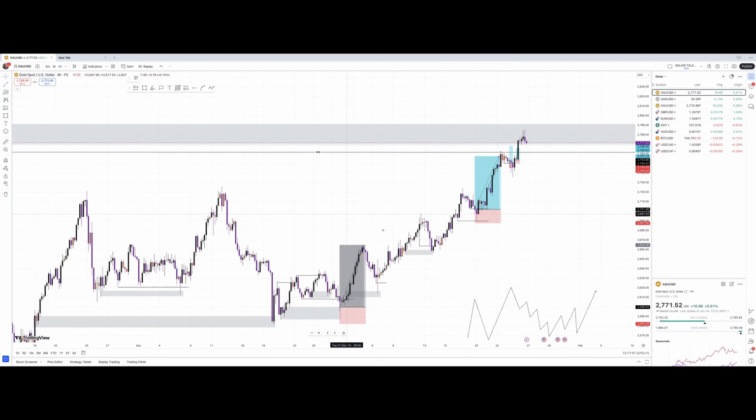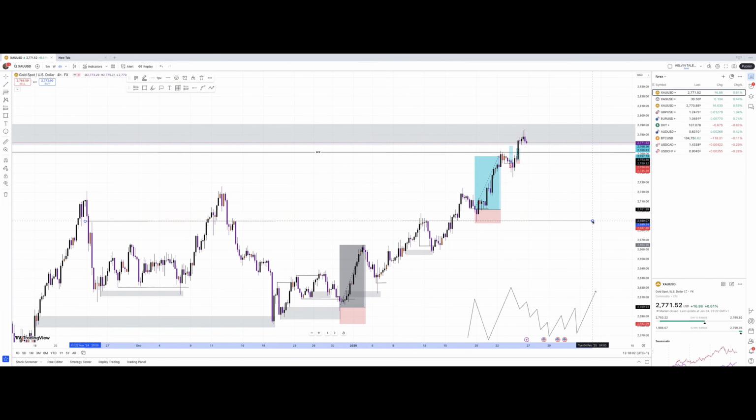For the sake of this video, I'm just going to mark it out. This is a strong area of rejection here. Good. Now, this is the point of interest I'm looking at, this particular one here, and price engineer liquidity at this point.